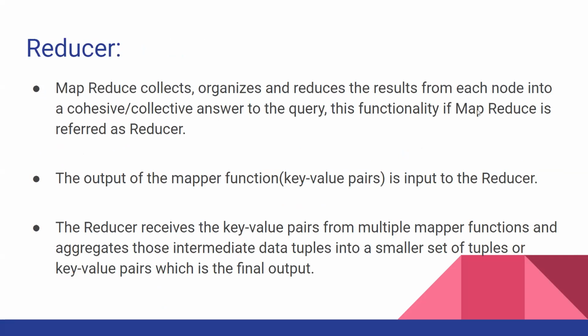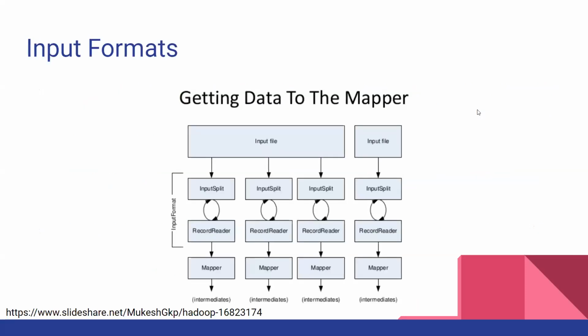The next function of MapReduce is the reducer. MapReduce collects, organizes, and reduces the results from various nodes within the cluster, and this functionality is referred to as the reducer. The output of the mapper function is an input to the reducer function. The reducer receives the key value pairs from multiple mapper functions and aggregates these intermediate data tuples into a set of smaller tuples or key value pairs, which are the final output for our MapReduce. The next slides will be taken by Ayman.